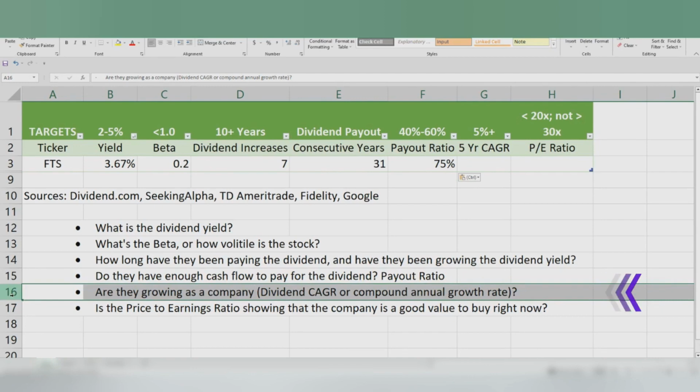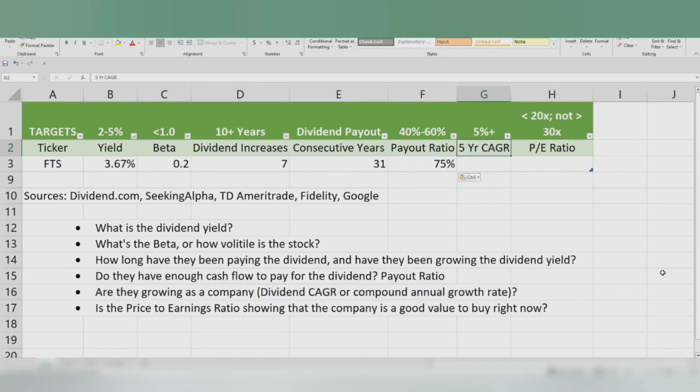And this is called CAGR, or Compound Annual Growth Rate. And so I like to take a look at the 5-year CAGR, although you can take a look at a 3-year or 10-year CAGR as well. And I like to see at least 5%.